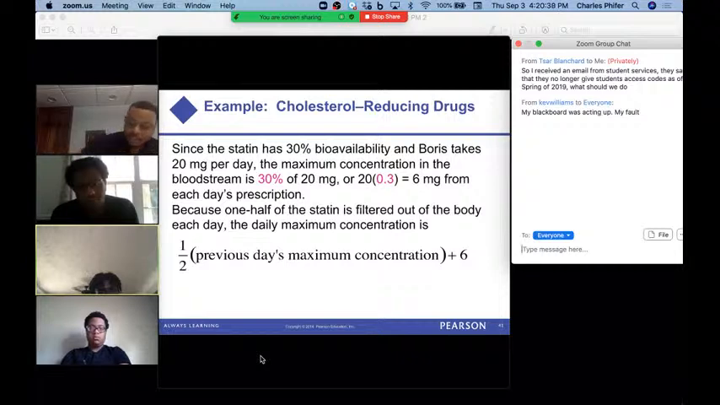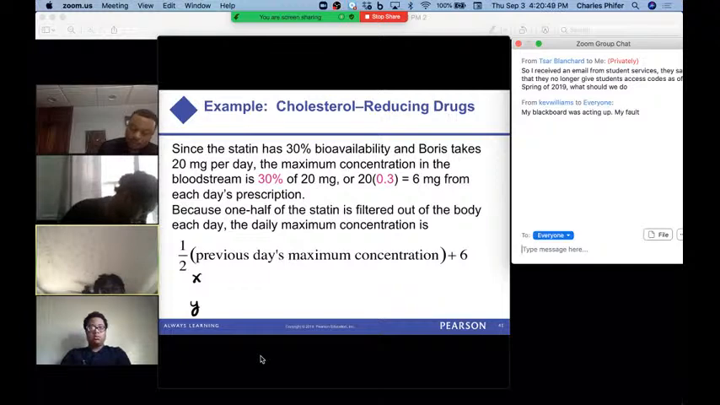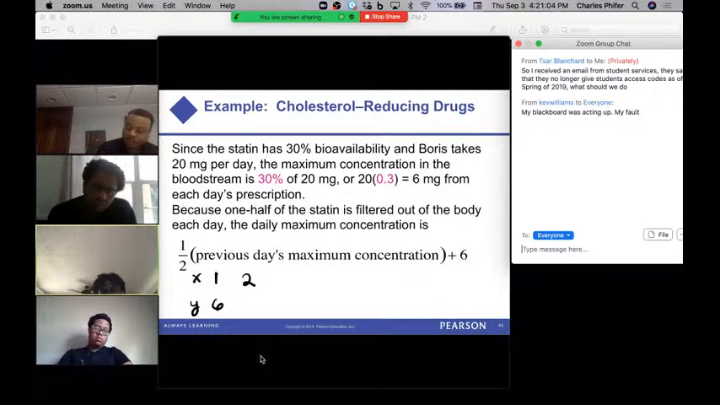Let's write this out before we go forward. We're going to let X be the days, and Y be the amount available. For instance, on day 1, the maximum concentration that he should have available should be 6 milligrams, because he hasn't had time to filter any out. Then on day 2, it's half of the previous day plus 6, so it's 3 plus 6, so he should have 9 milligrams available.